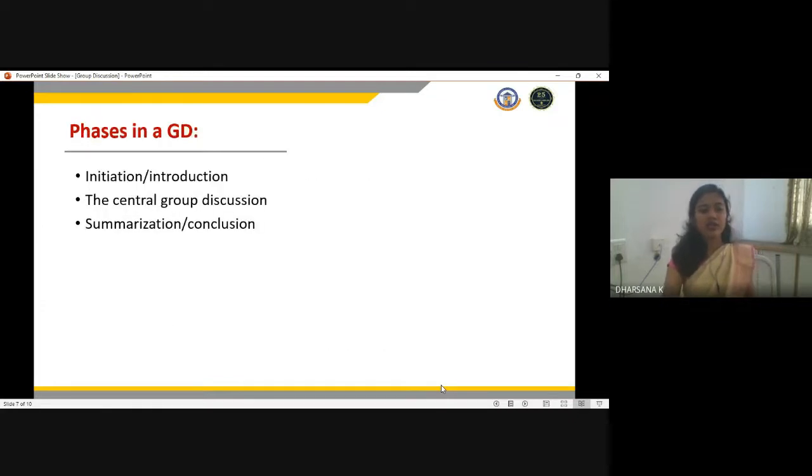And the phases in a GD. We have three phases in a GD: initiation and introduction, the central group discussion, and summarization and conclusion. So there are three phases in group discussion. First is initiation or introduction. Second is central group discussion. And third is summarization and conclusion.